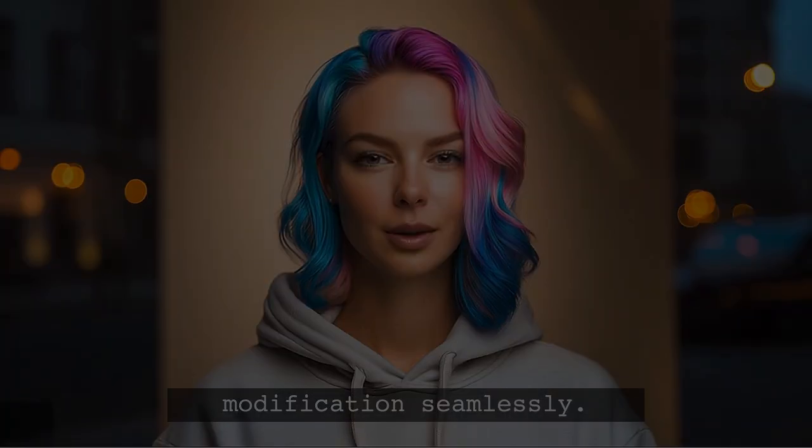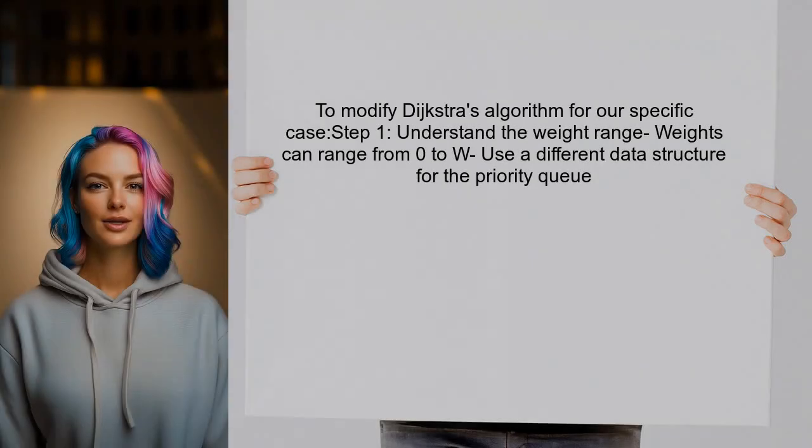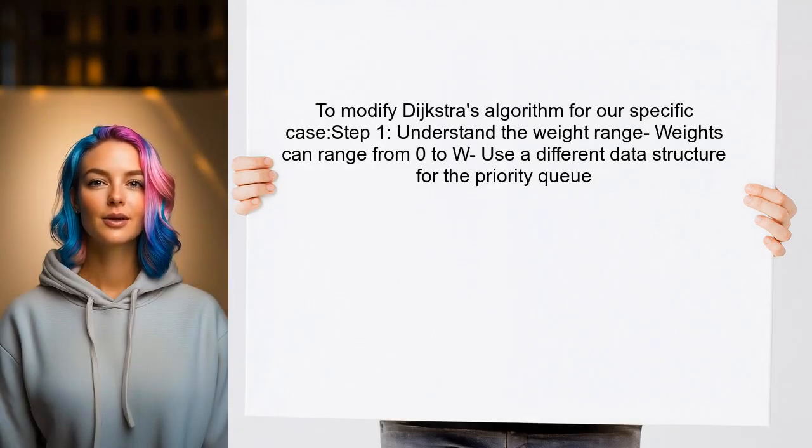To modify Dijkstra's algorithm for our specific case, the user should first understand that we need to handle weights that can range from 0 to a maximum value W. This means we will use a different data structure to manage our priority queue.